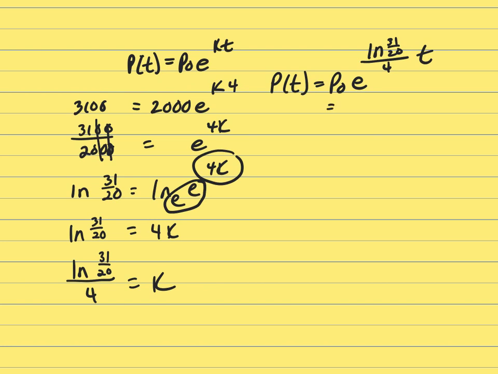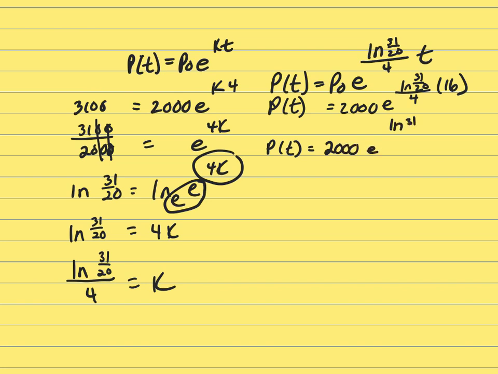Well, the initial amount was 2,000. We're trying to figure out P of t, how many does it grow to? And that's e to the ln of 31 over 20 over 4. And how long is that time period? Well, it started out at 8 a.m. and it's going to midnight. So that would be 16 hours. So multiply that by 16. That's your time. So P of t equals 2,000 e to the ln of 31 over 20 divided by 4, multiply by 16, these cancel, and you're left with a 4.